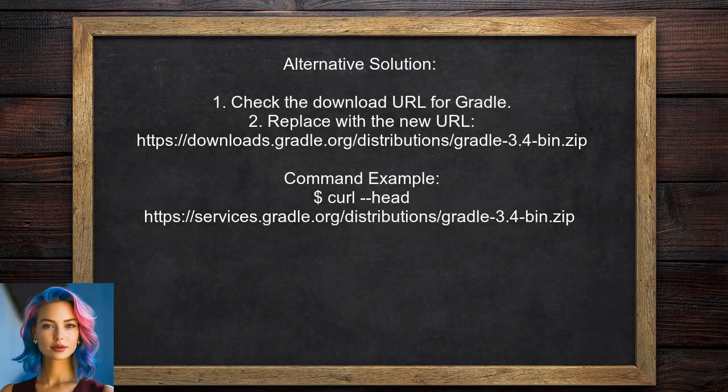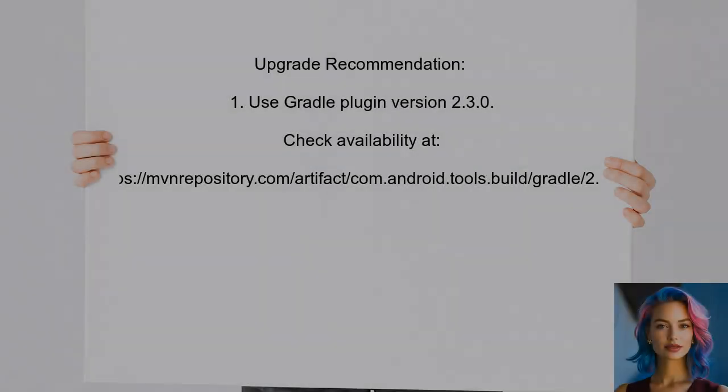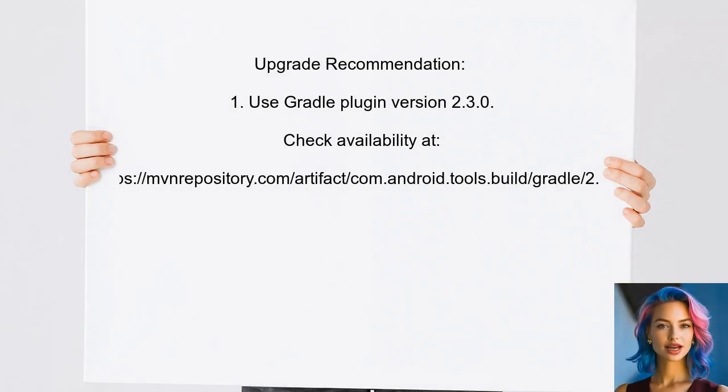One alternative solution involves checking the URL used for downloading Gradle. The user found that the original URL redirects to a new location, which could cause the connection reset error. They suggest replacing the old URL with the new one. Additionally, the user recommends upgrading to version 2.3.0 of the Android Gradle plugin, which is the latest version available.